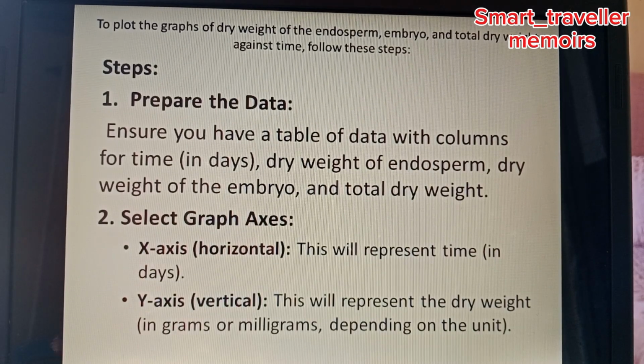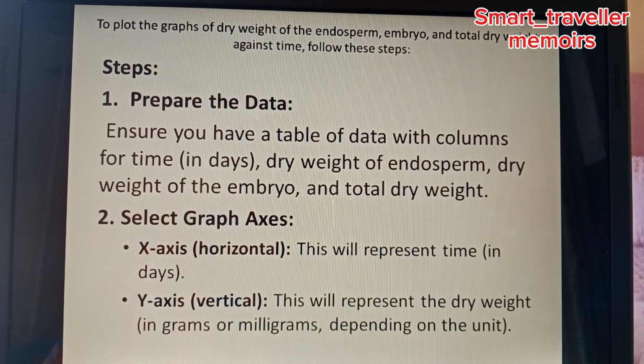To plot the graphs of dry weight of the endosperm, embryo, and the total dry weight against time, follow these steps. Step 1, prepare the data. In this case, our data is already prepared. It's already in the table with the columns for time, dry weight of endosperm, dry weight of embryo, and the total dry weight. We have already given it above.